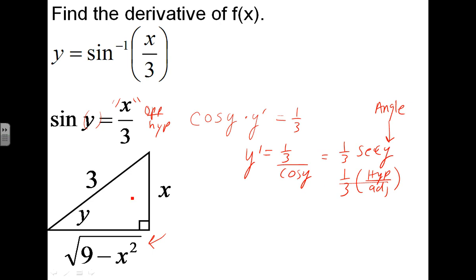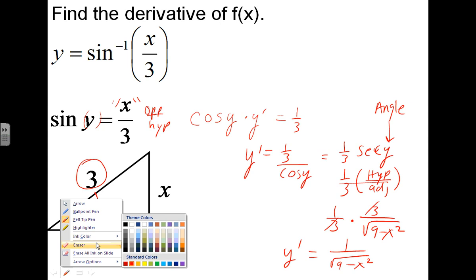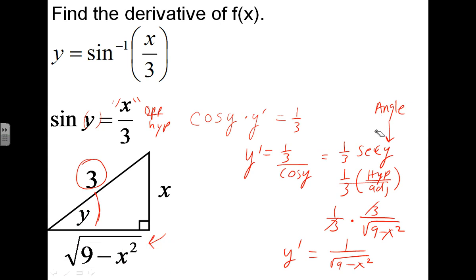If y is my angle, then remember, all I need for my answer is the hypotenuse, and then the adjacent side. So it'll be 1/3 times 3 over the square root of 9 minus x squared. And the 3's will cross off. And this right here would be the derivative: 1 over the square root of 9 minus x squared. That's it. That's what y prime would equal. So I'm going to erase this and go through the typed version of it, but now you have an idea how we use it.